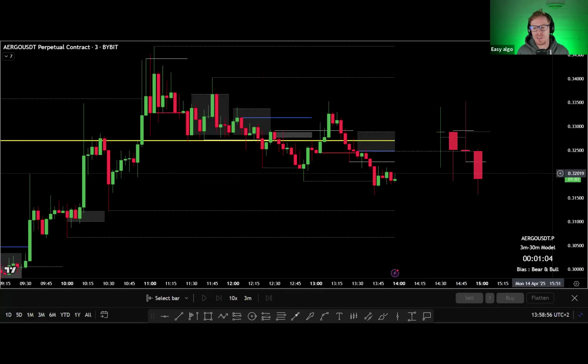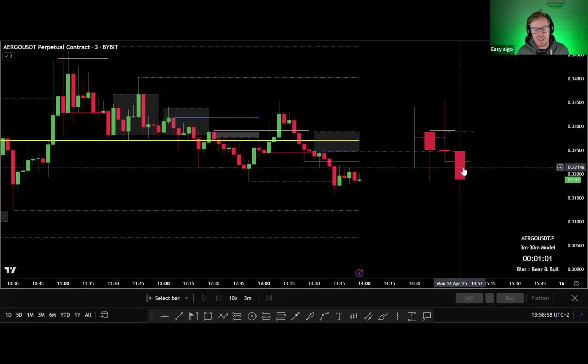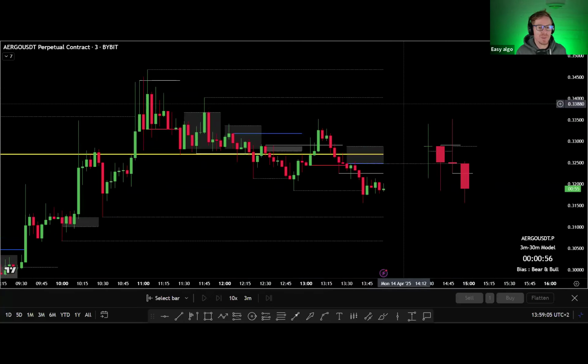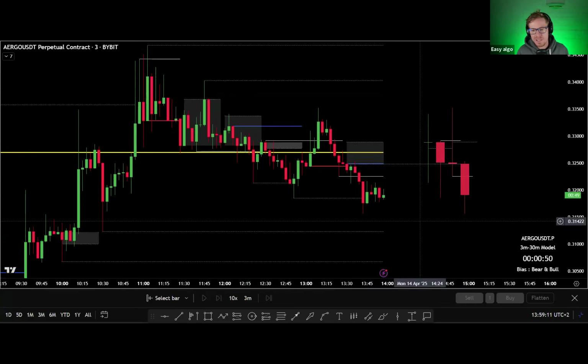We've got a break to the downside. You can see this is our 30-minute high time frame because we're on the 3-minute chart. So it's a very small scalp that you'll end up taking, but it just showed a very easy method to enter the trade. And once again, what did we get here?